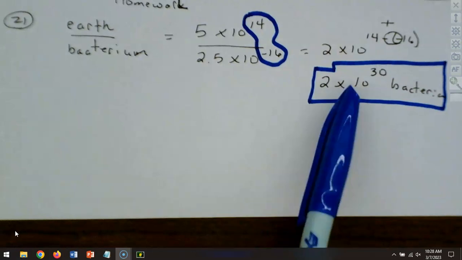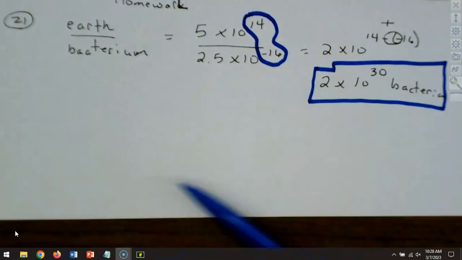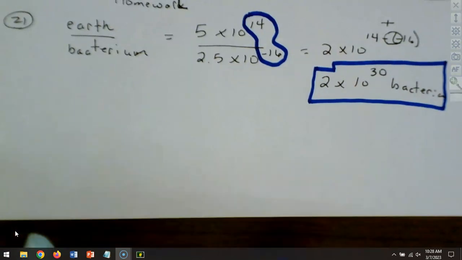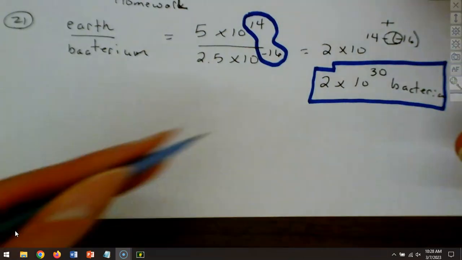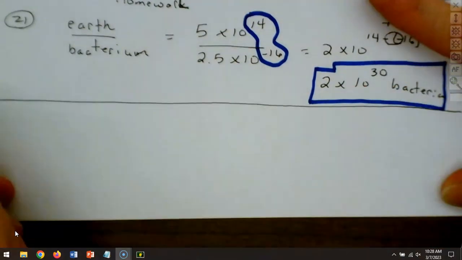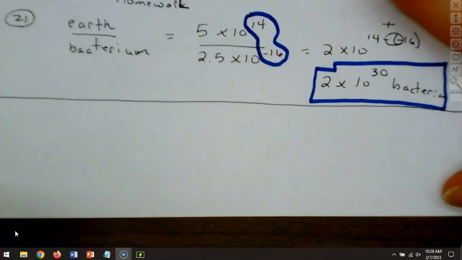And that makes sense because if I wrote that out, it would have 30 zeros. Huge number. Why? Because you're taking the earth, which is large, and you're filling it with bacteria that is small. So when you do that, you get more out. So always when you work these out, think about the answer. Should the answer be really large or really small?